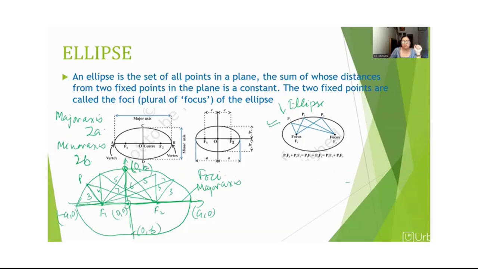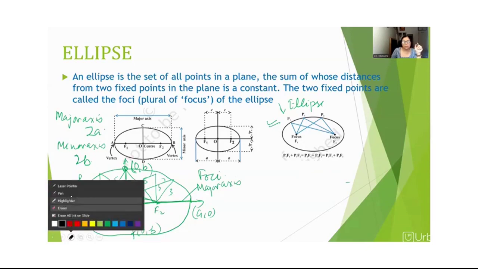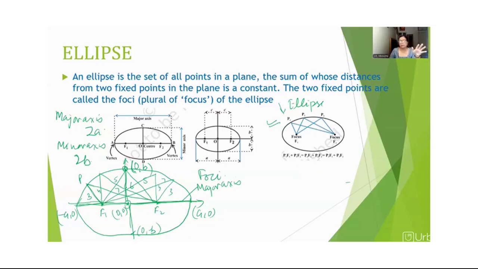Equation of... deriving the whole equation here is not possible right now. So I will tell you how to write the equation. Equation of this ellipse is x square by a square plus y square by b square is equal to 1. Right?